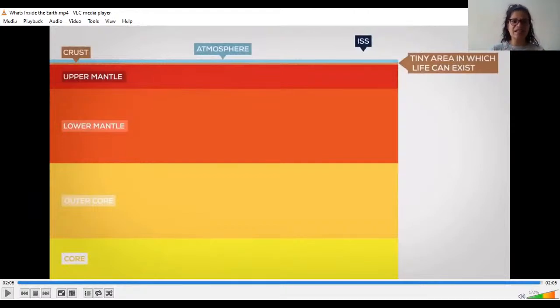So let's go through it again. First we have the crust, then we have the mantle. The mantle is divided into two parts, the upper mantle and the lower mantle. The upper mantle is again divided into two, lithosphere and asthenosphere. Then comes the outer core, which is made up of liquid nickel and iron. And then we have the inner core, a solid ball of nickel and iron, which is 70% the size of our moon and as hot as our sun. Isn't that interesting? And where do we live? We live on the crust.